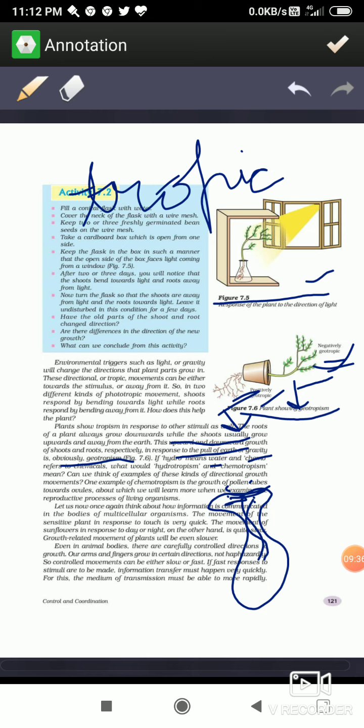So pollen grain is a plant part, so we can say that pollen grains are showing movement just for the growth of the plant. Okay, so these are the different kinds of movement which are performed by the plants for their growth. That may be directional, that may be towards or away from the direction of stimulus.